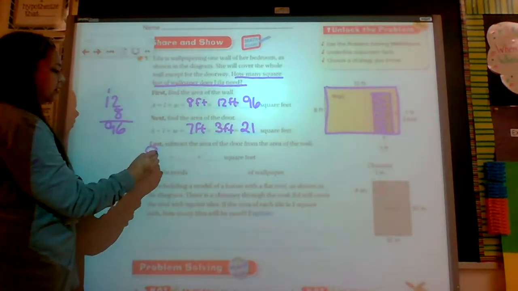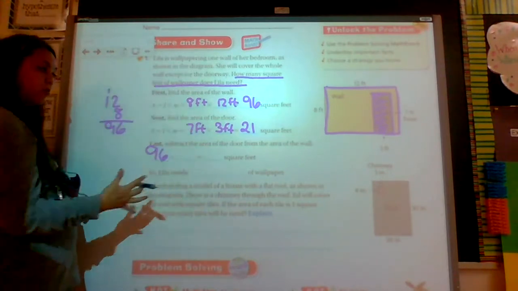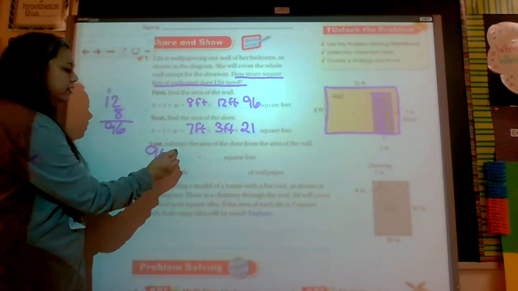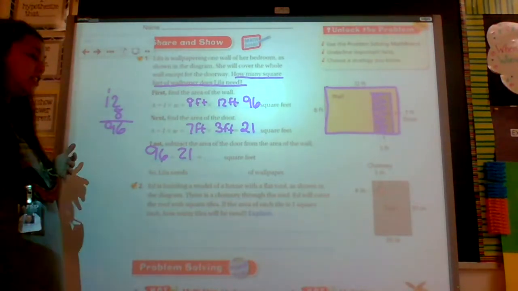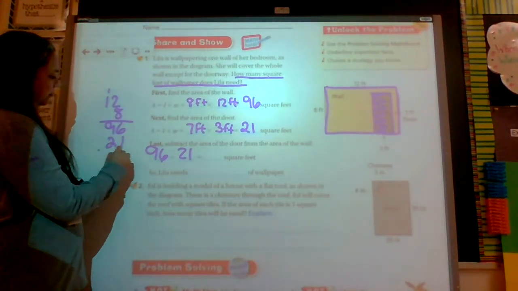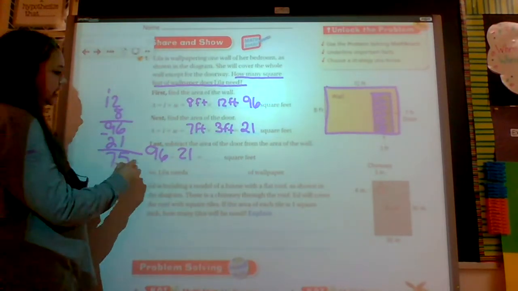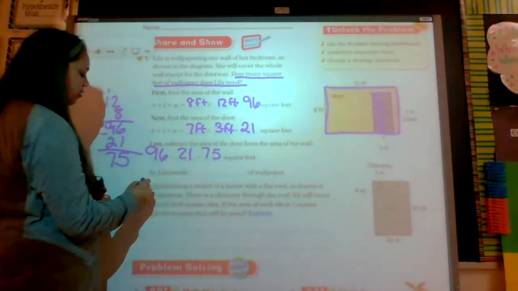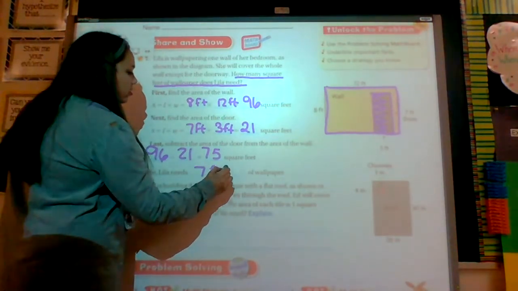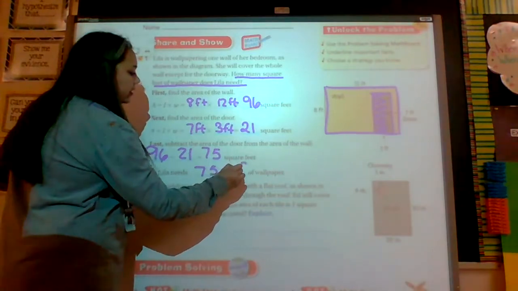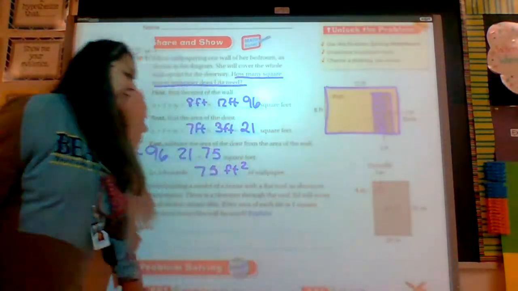Last, we're going to take the larger one, the area of the wall, the big large wall, minus how much space the door is taking up. When we subtract, we get 75 feet squared. So Lila needs 75 square feet of wallpaper. Okay.